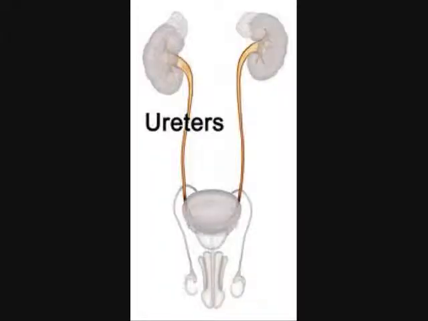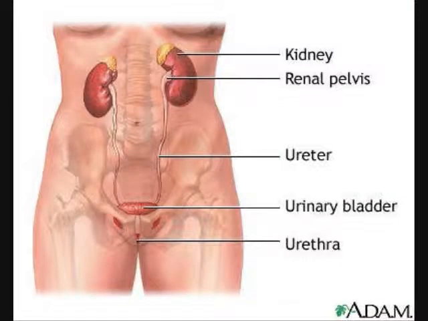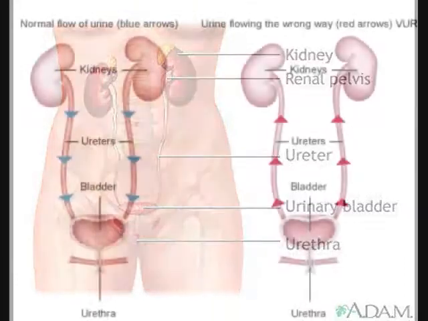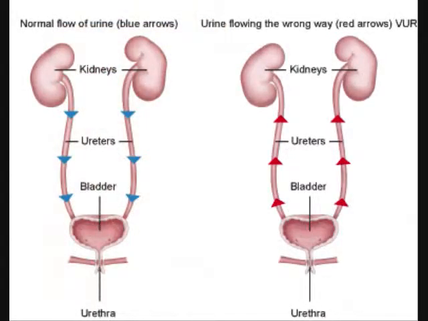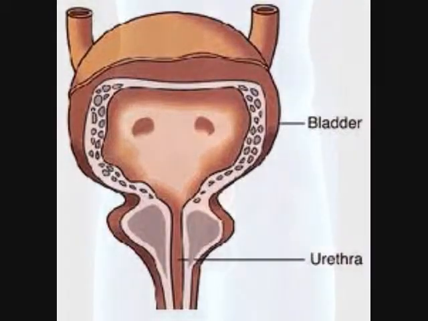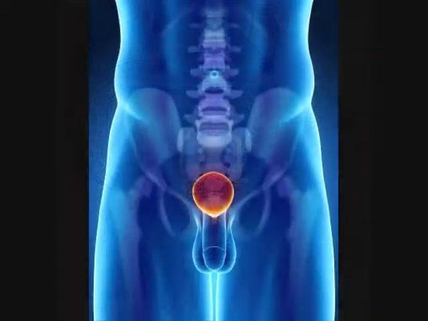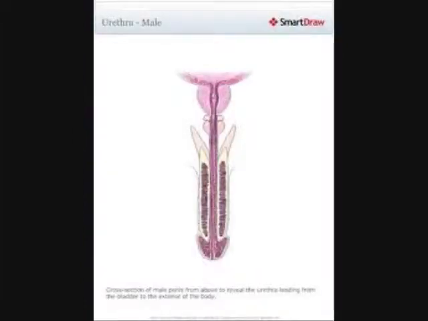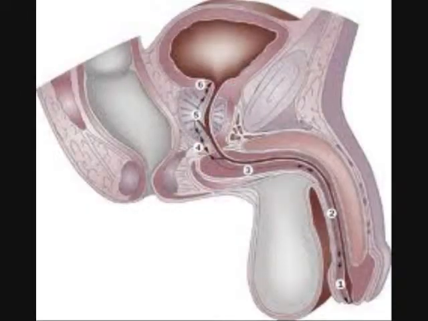Then we have the ureters. The ureters deliver urine from the renal pelvis, and urine is passed through the ureters by peristalsis. The urinary bladder receives urine from the ureters and contains it until it's ready to be released. The urethra allows urine to pass out of the body. In males, it also helps semen pass.